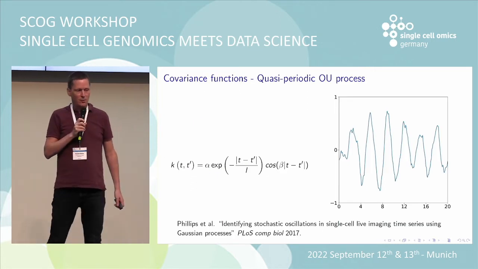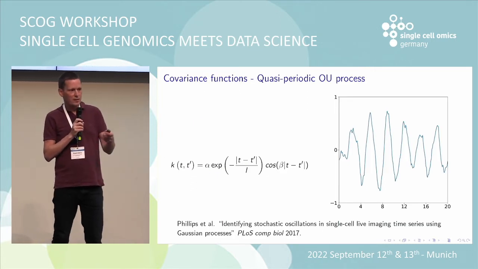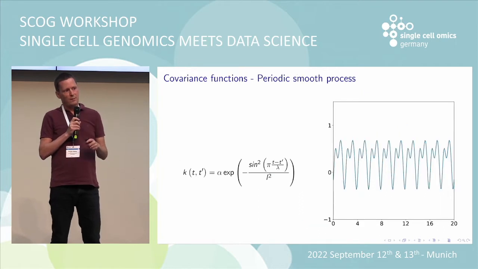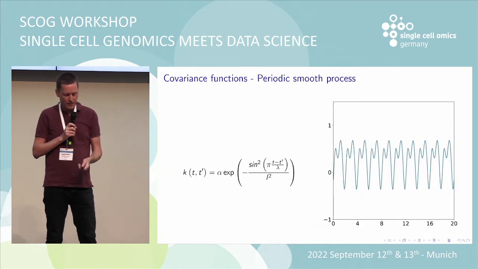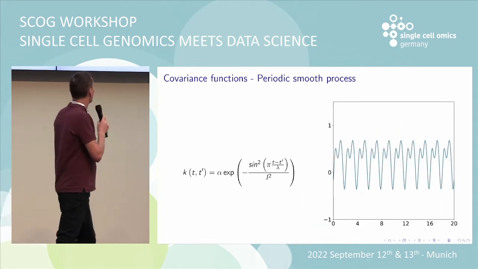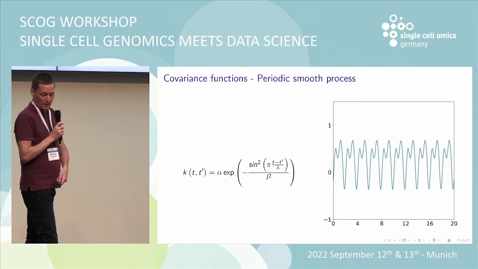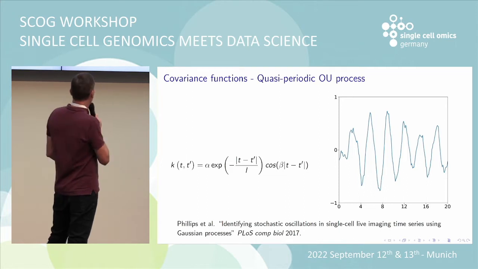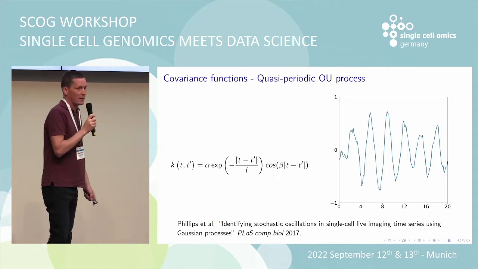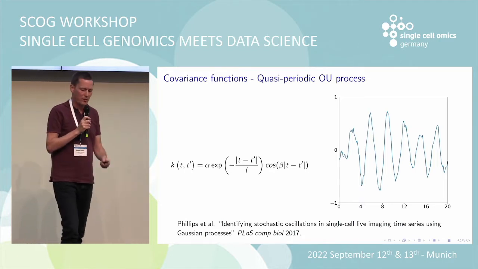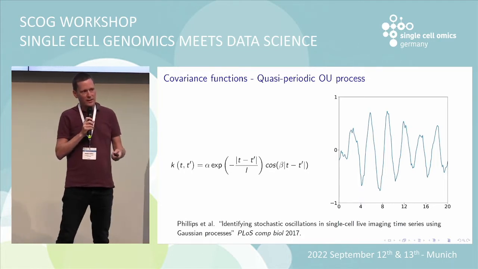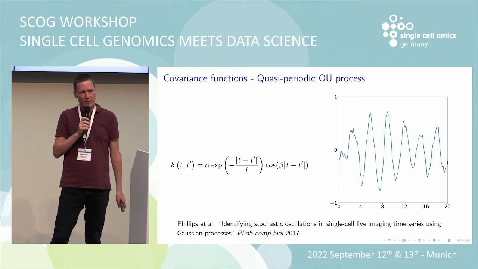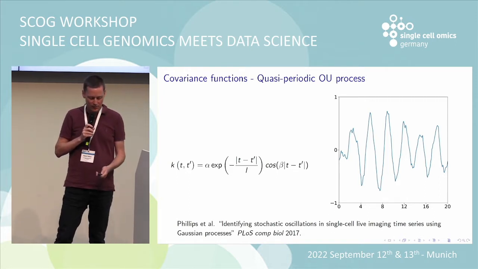And I can also combine those. So I can take a product of the OU one, which gives me rough samples, and I can take a cosine one, which gives me periodicity, and I can get stochastic periodic oscillations. And actually, we use this to model oscillations in small gene regulatory networks in single-cell microscopy data.